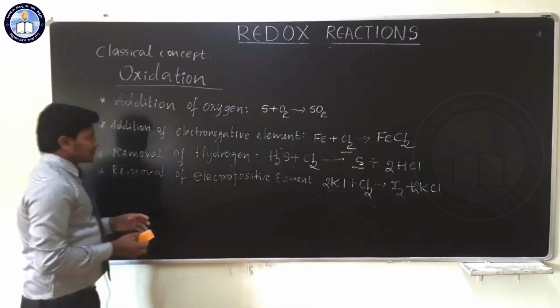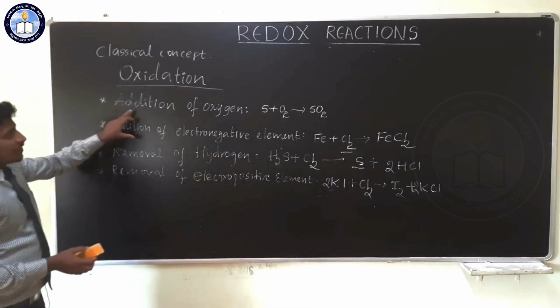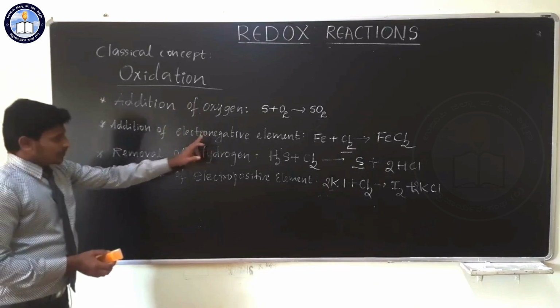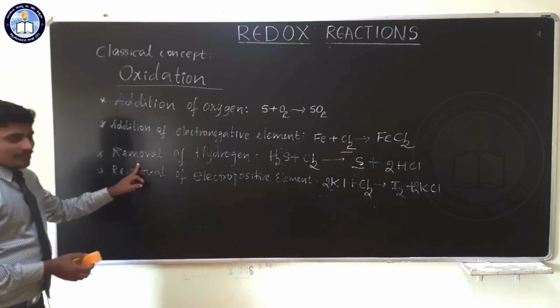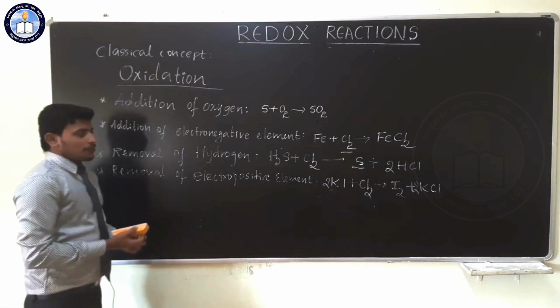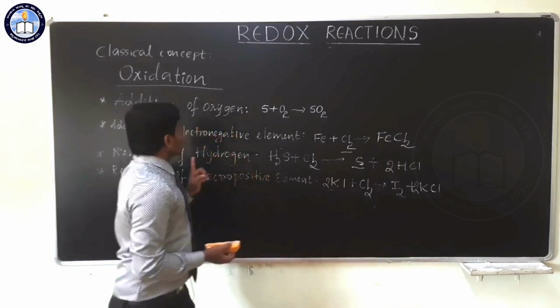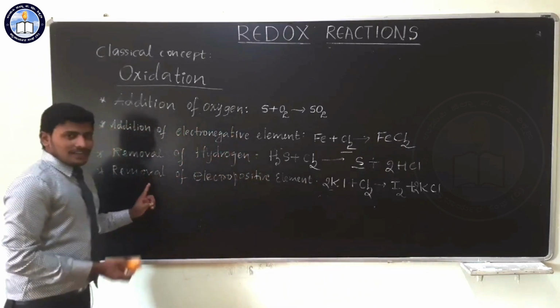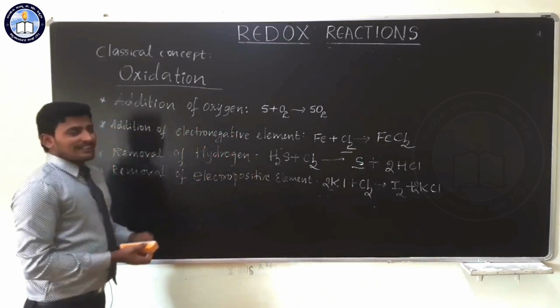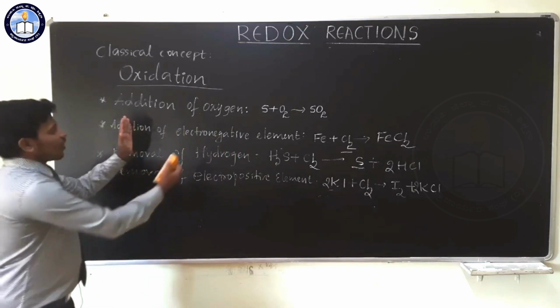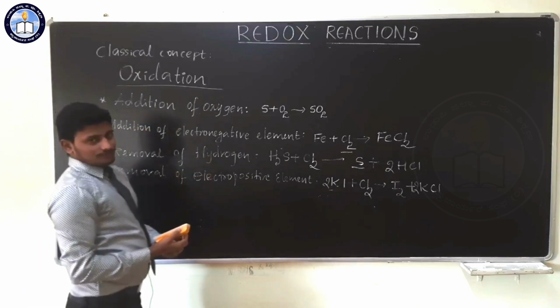I summarize this. Oxidation means addition of oxygen, addition of electronegative elements. It may be removal of hydrogen or removal of electropositive element. If you understand this particular oxidation concept, now it is very easy to learn reduction. Why is it very easy? Because we have to reverse the definition.